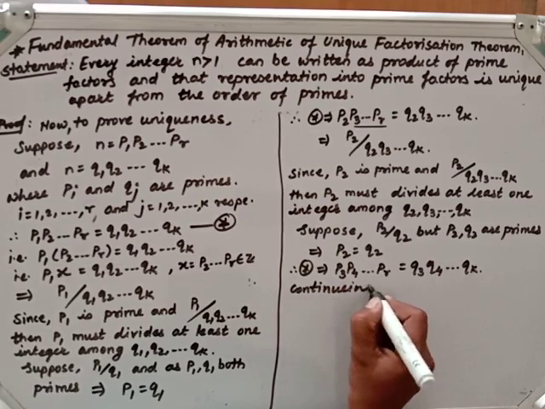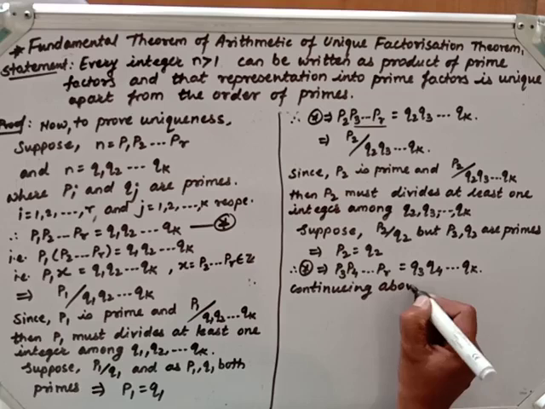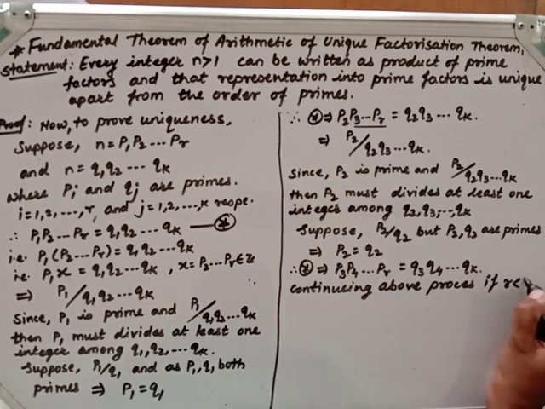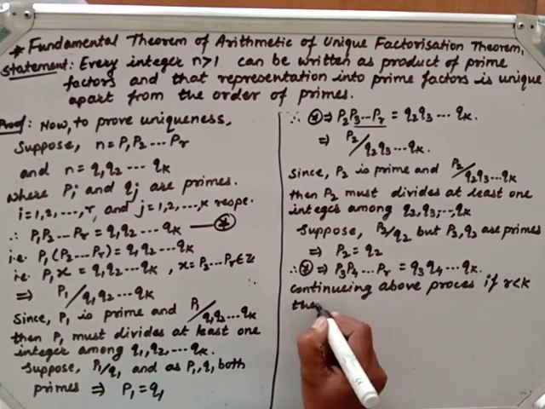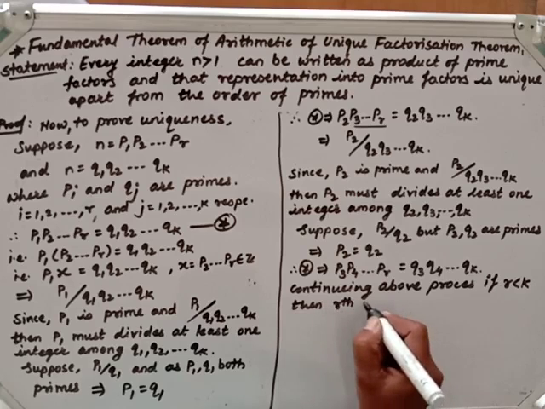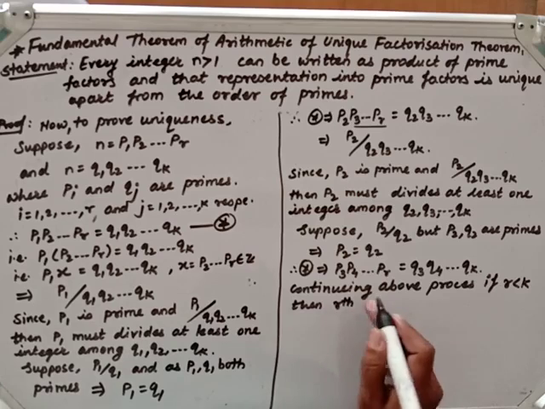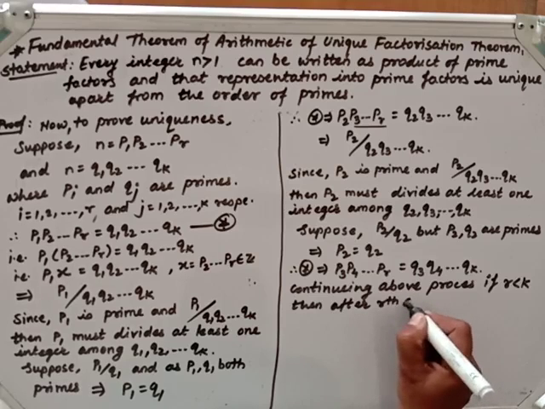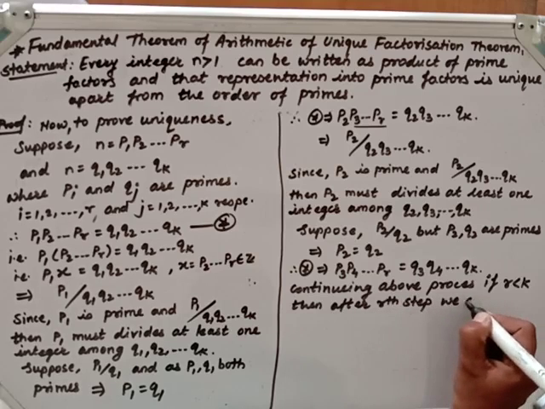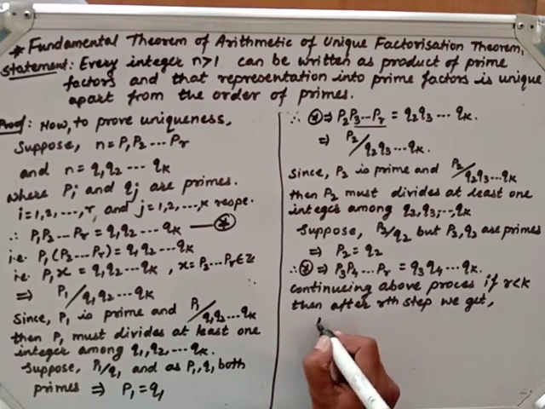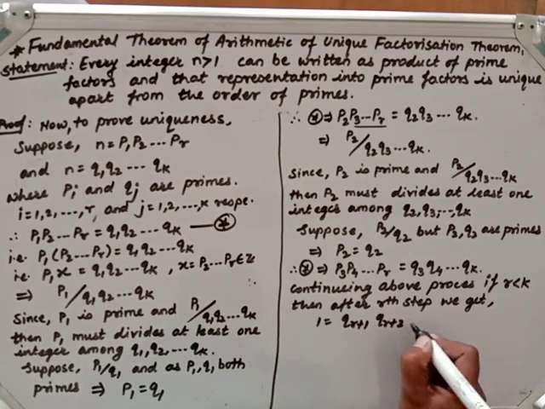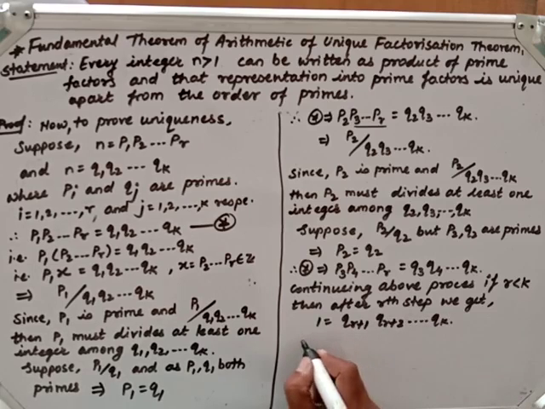Continuing the above process, if r is less than k, then in the rth step we get 1 equal to q(r+1), q(r+2) and so on up to qk, which is impossible.